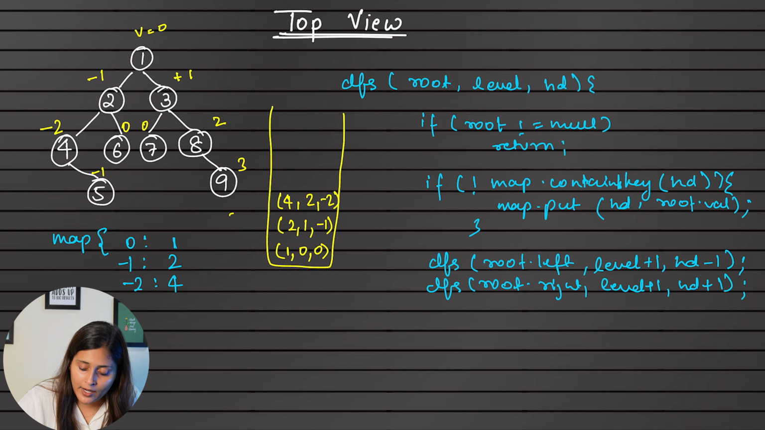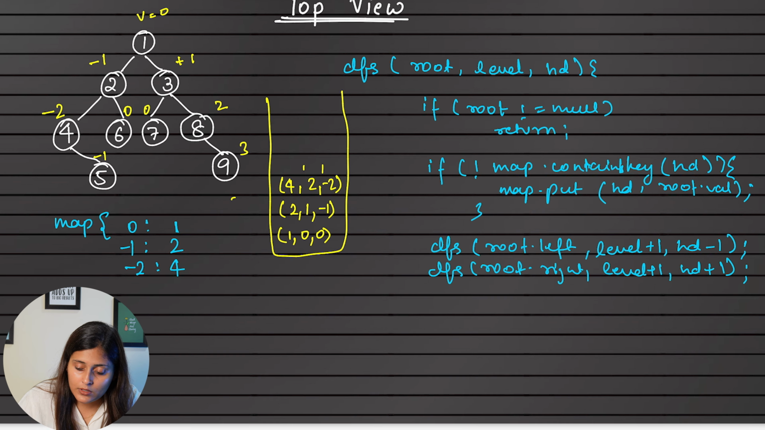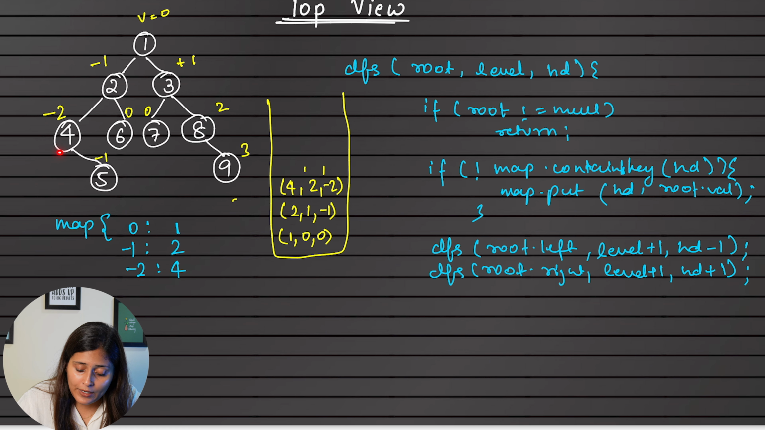So 5 will get inserted. So 5 level 3 and vertex -1. Correct. So -1 is already there, so we'll not insert. Okay, so now this 5 will get removed from the function call. Now what will happen? As for 4 the left child already returned, right child already returned, so 4 will also get returned to 2. So 4 will also get removed from the function call.